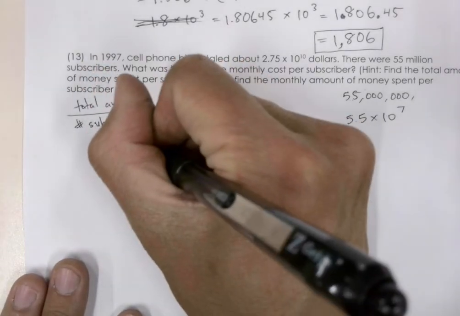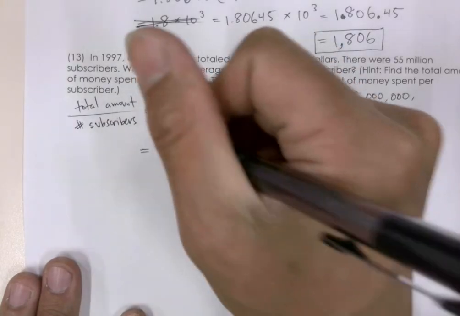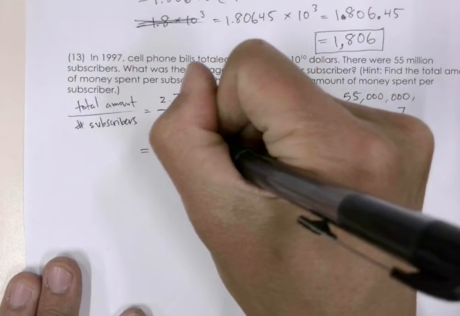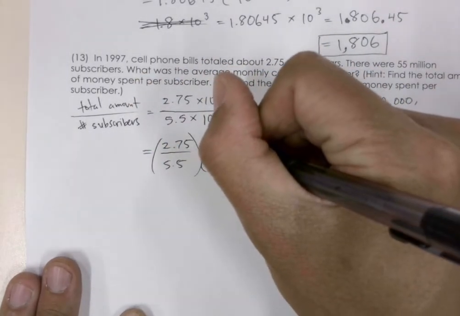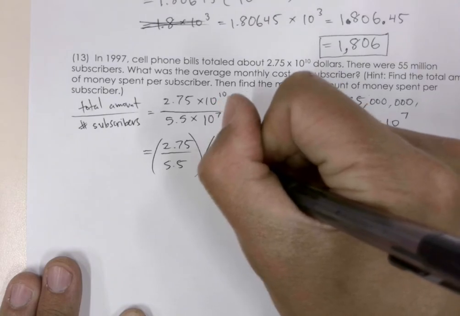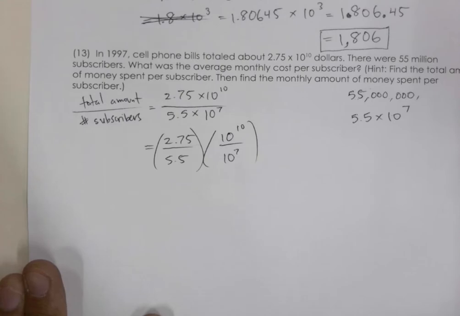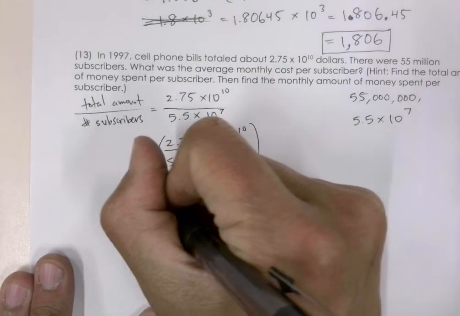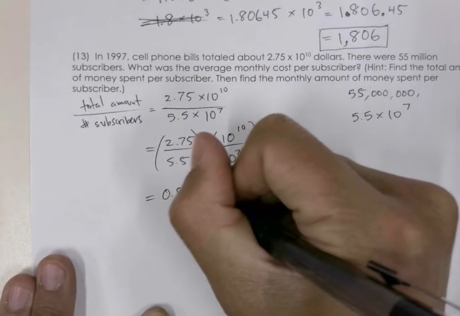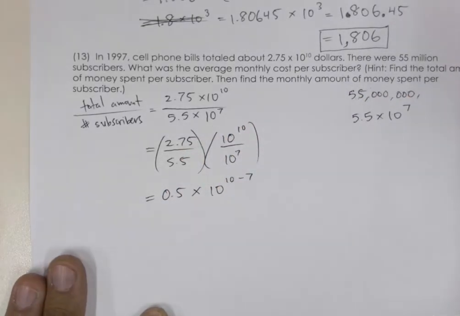So now from here, we've done these problems in the past, in the examples. We'll go ahead and do the division of the prefixes separately, and we'll divide the powers of 10, then multiply those two together. So 2.75 divided by 5.5 is equal to 0.5, times 10 to the power of 10 minus 7.